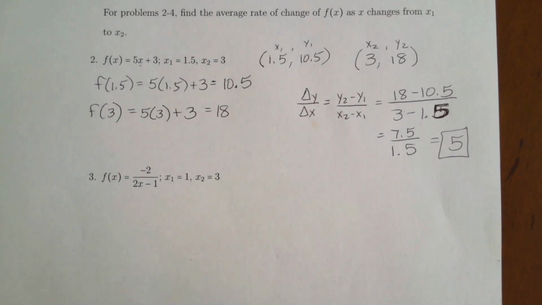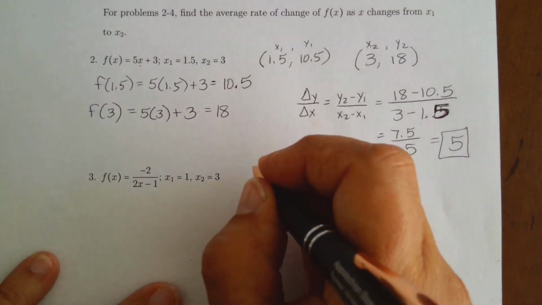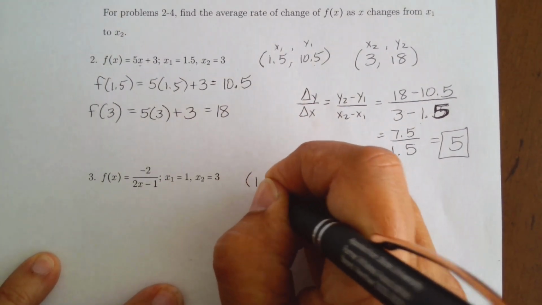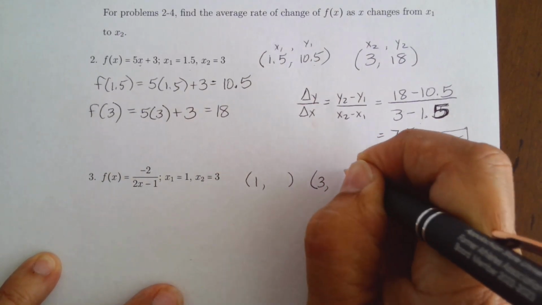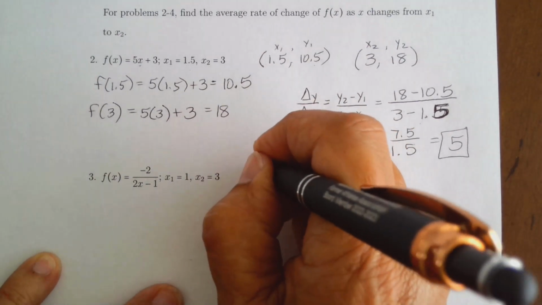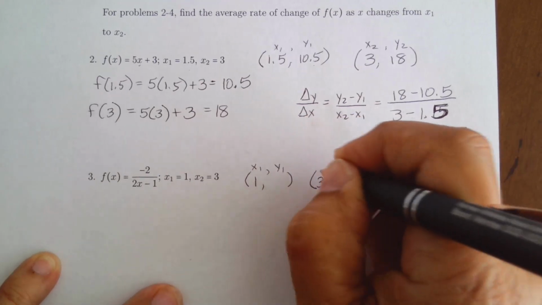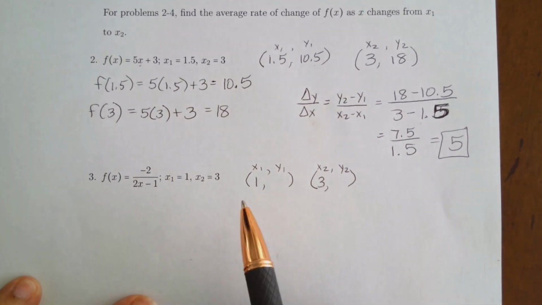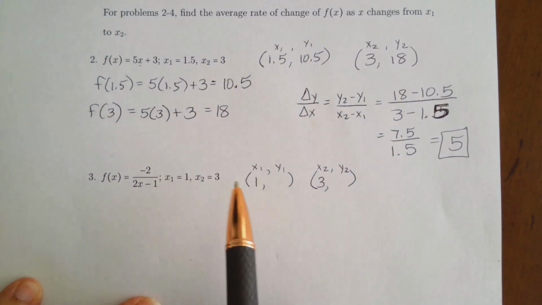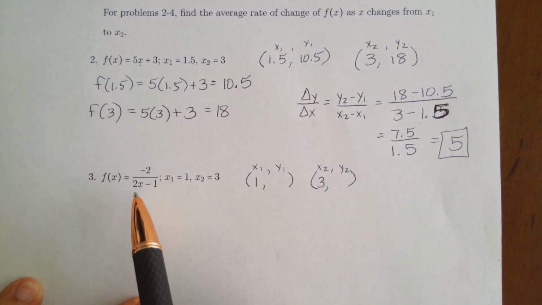All right, same thing with number 3. We're given a function, we're given 2 x values. Okay, so again, x1 is 1, we need to find y, and x2 is 3, we need to find its y. So here's x1, we need y1. Here's x2, you're missing y2. So how do you find the y values? Plug in your x values into the function and solve.